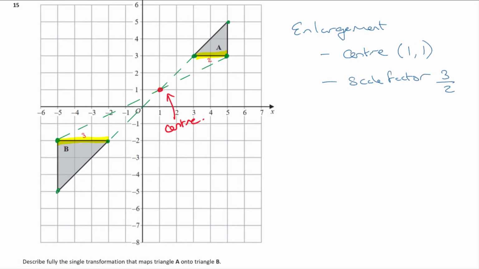Now, because the object and image lie on opposite sides of the center of enlargement, the scale factor is considered to be negative, so we put a minus in front of that. So it's 3 over 2 times bigger, but it's on the opposite side of the center, so therefore the scale factor is negative 3 over 2.